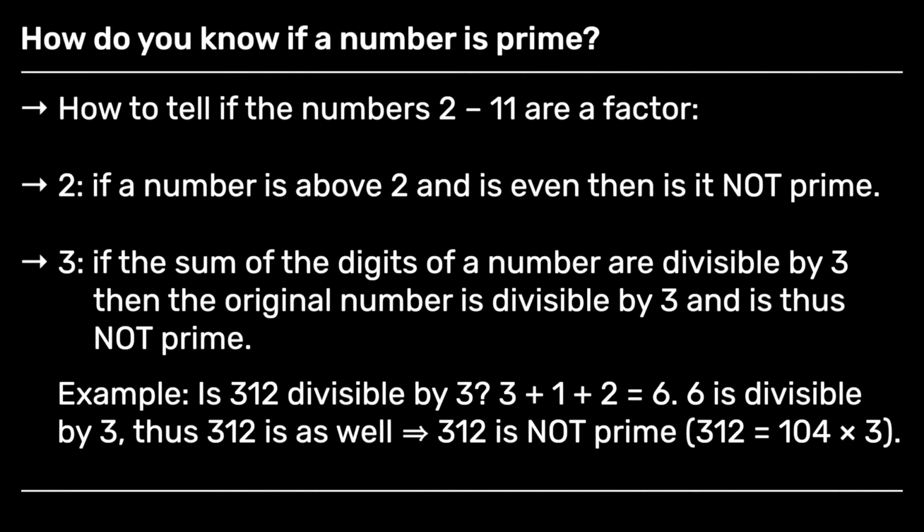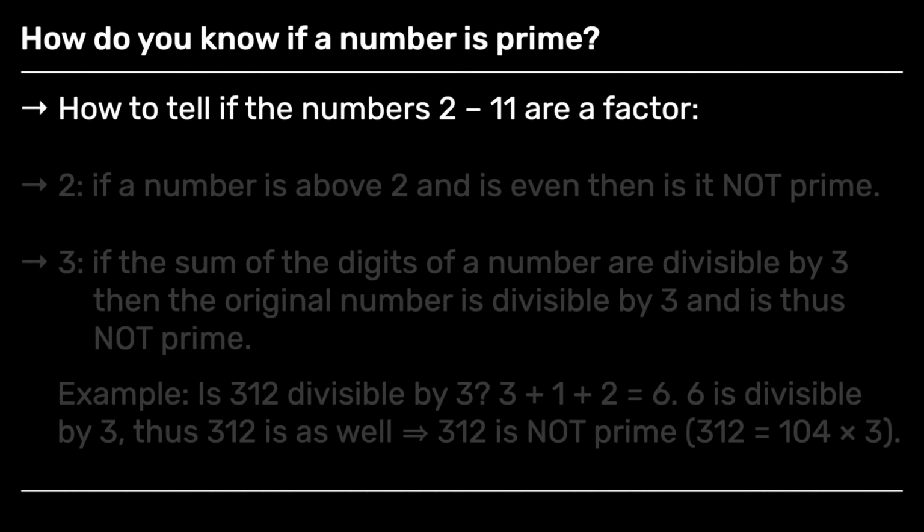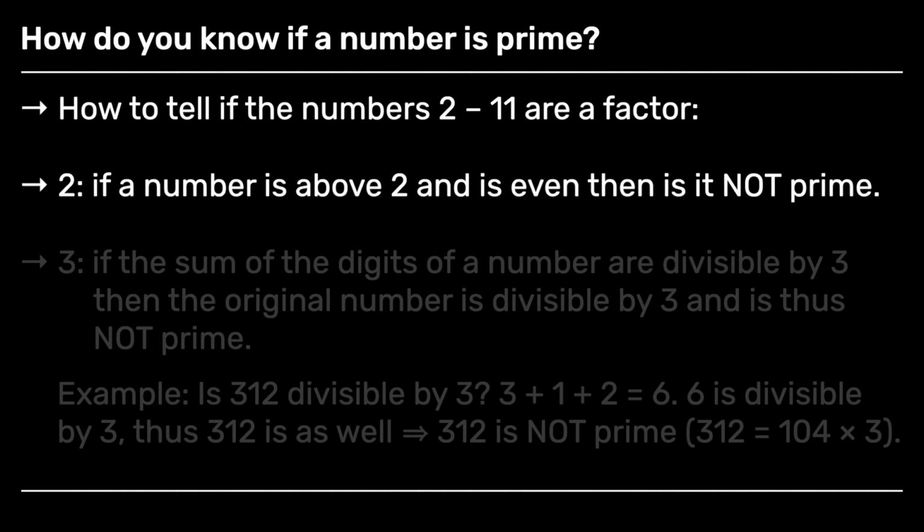Now, how do you know if a number is prime? Well, the best way to do it is to figure out if the number has any factors. Can it be broken down into numbers other than itself and 1? So what I'm now going to do is go through the numbers 2 to 11 to see if we can figure out ways of knowing if 2 to 11 are factors of your number. So let's start with 2.